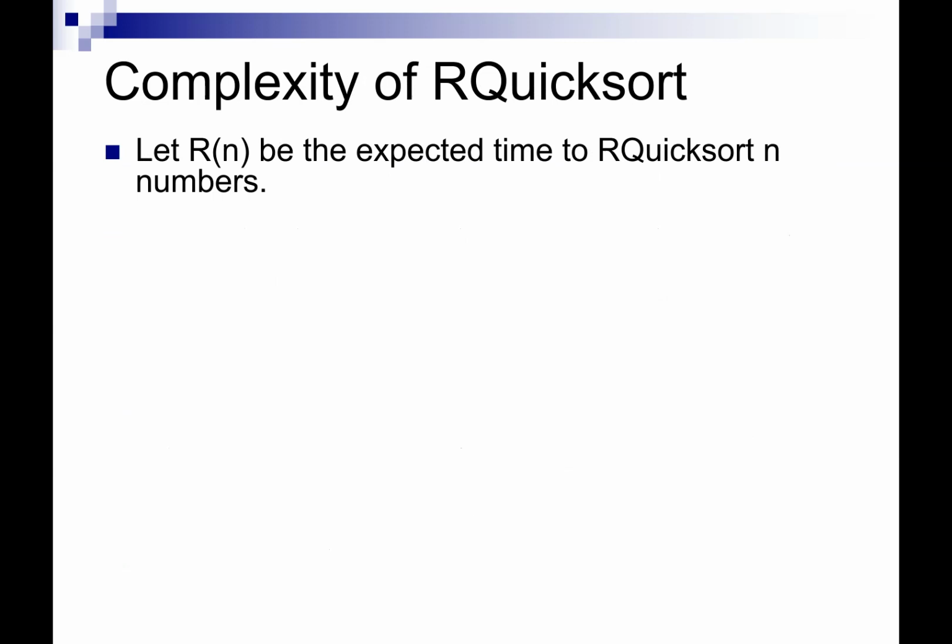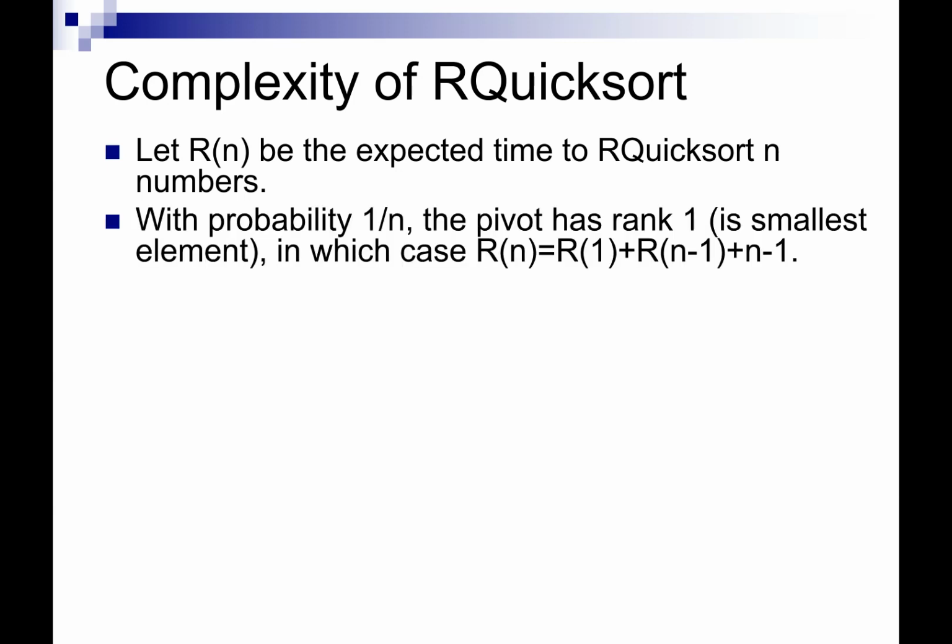By the way, this is going to be a Las Vegas algorithm because it's always going to produce the right answer. However, it's not always going to run in the same amount of time. So what we want to do is analyze the expected running time of randomized quicksort, and we want to make sure that this is small. To analyze the expected running time, we're going to look at all the possibilities when we run this algorithm.